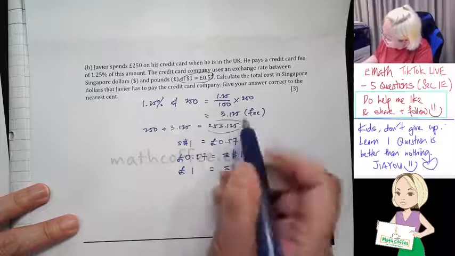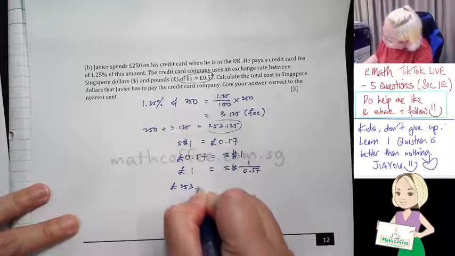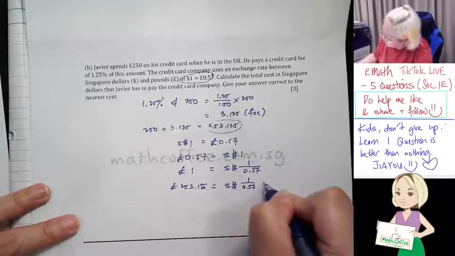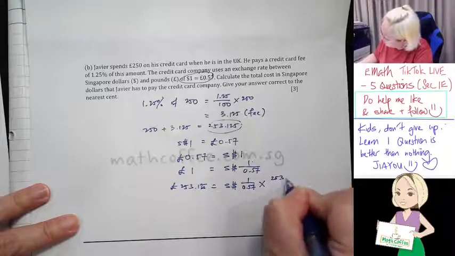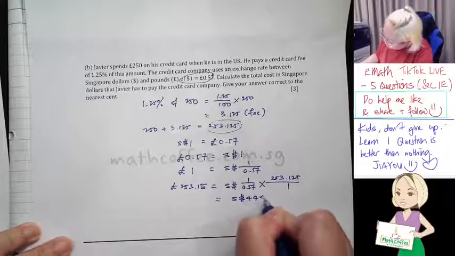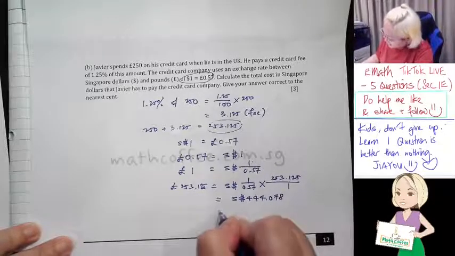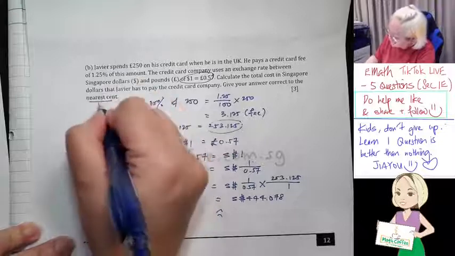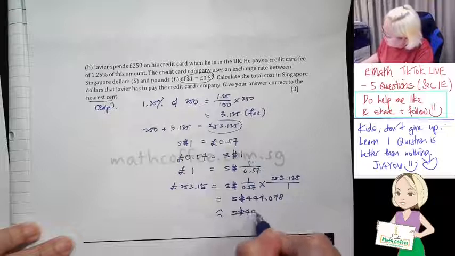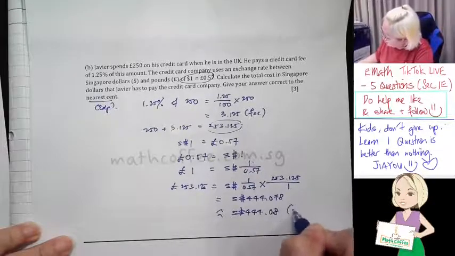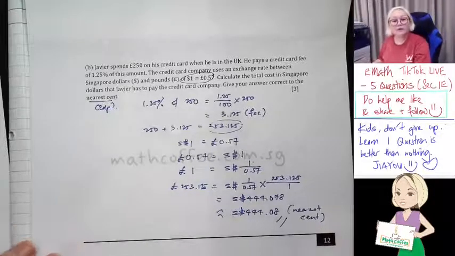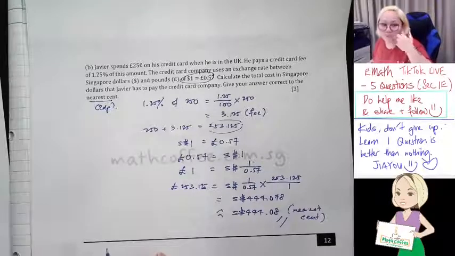Now I want to convert this. So put the pound 253.125. Simply take this fraction 1 over 0.57 and multiply by 253.125. Press the calculator and you get 444.078. Round it off to the nearest cents, which means 2 dp. So this will become 444.08. Done. Okay, so this is how I convert manually.